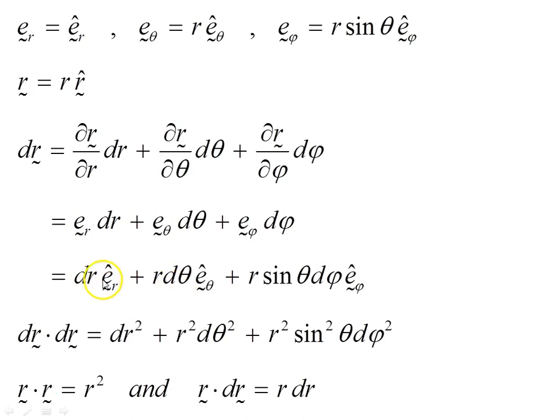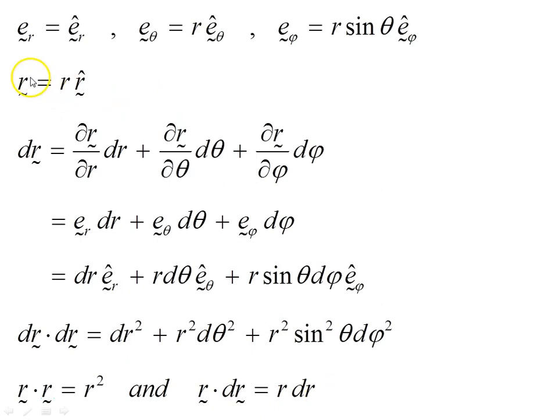Gives us, and then we can replace these by their unit basis vectors and a factor. For instance, e theta is replaced with r e theta hat, so we get r d theta e theta hat. And over here, e phi we can replace with r sine theta e phi hat. There we go, that object there. So that dr dotted with itself, dr dot dr, will give us dr squared plus this familiar object from solid angle from spherical polar coordinates. And we've seen that r dot dr is r dr.